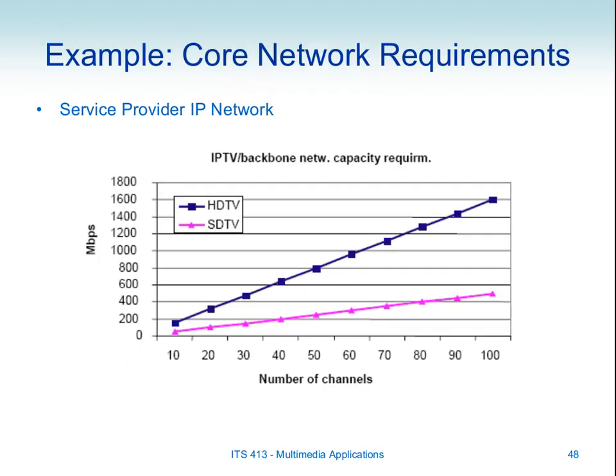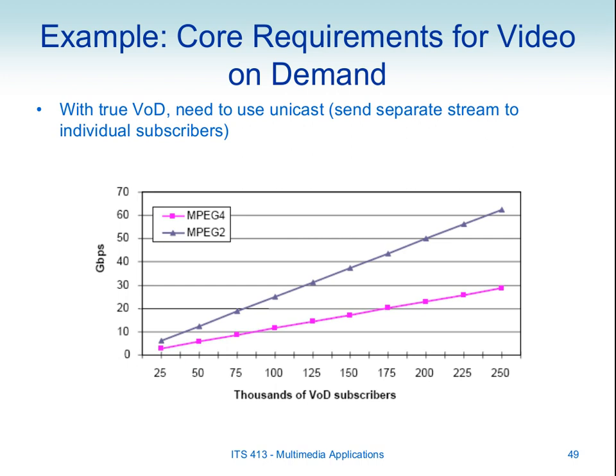So supporting normal TV, multicast is very beneficial, and the capacity required in the core network depends upon the number of channels we want to support. But with video on demand, the capacity depends upon the number of subscribers that we want to support. So we need to weigh up those. It's easy to support normal TV, but with video on demand, there's higher requirements on the capacity of the core. Even tens of gigabits per second are not too difficult with optical fiber, though.